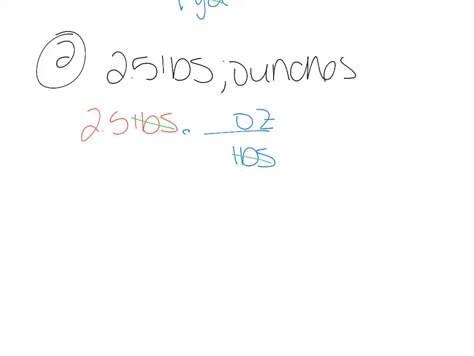And then we need to know the relationship between ounces and pounds. If you're not sure what this is, there are 16 ounces in 1 pound. So now to figure out your number, this time we're going to take 2.5 times 16, and it should leave me with 40 ounces.